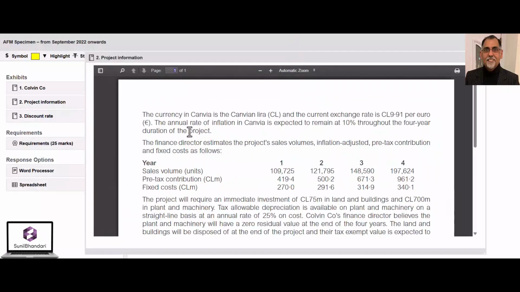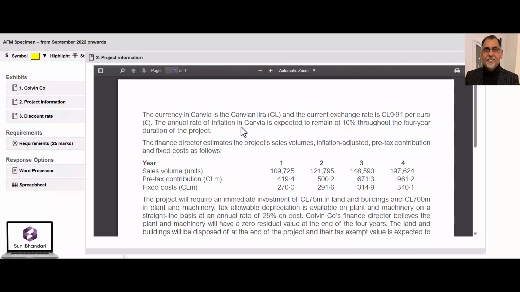Exhibit 2. The currency of Cambia is the Cambian lira, CL. The current exchange rate is CL 9.91 to the euro. That is what you would call indirect presentation. Any CL would be divided by that rate to give euro. Any euro would be multiplied by that rate to give you CL.